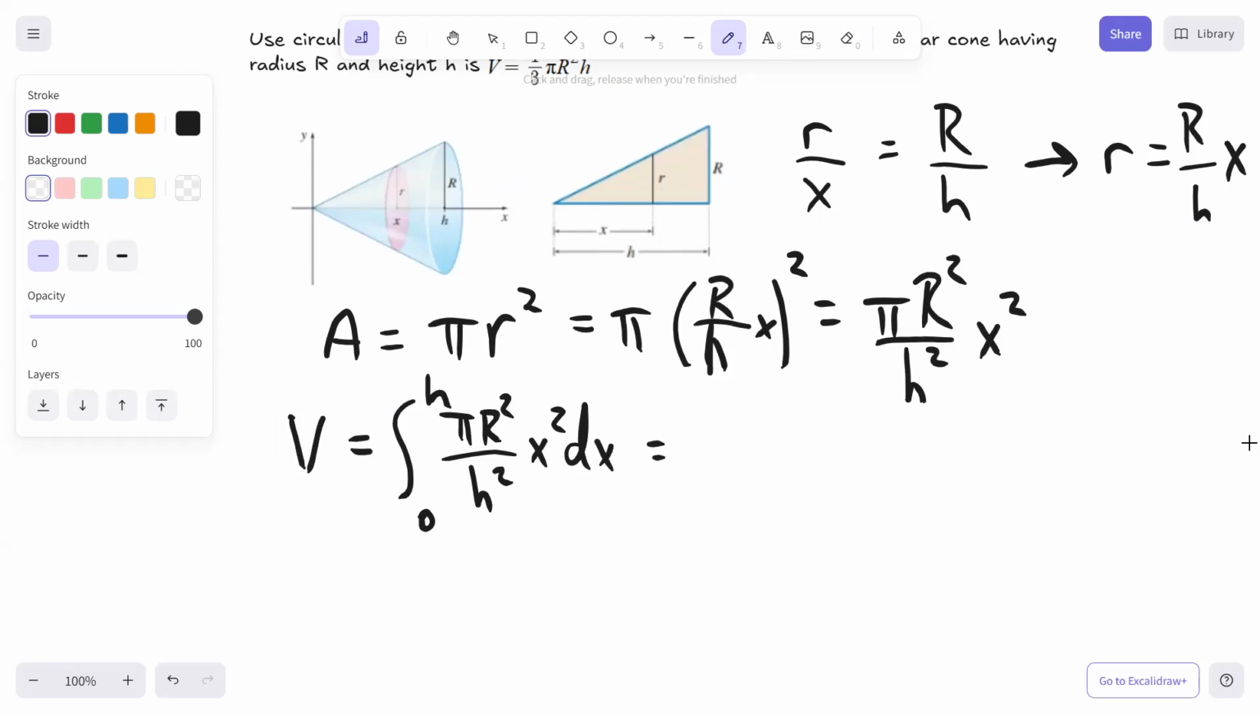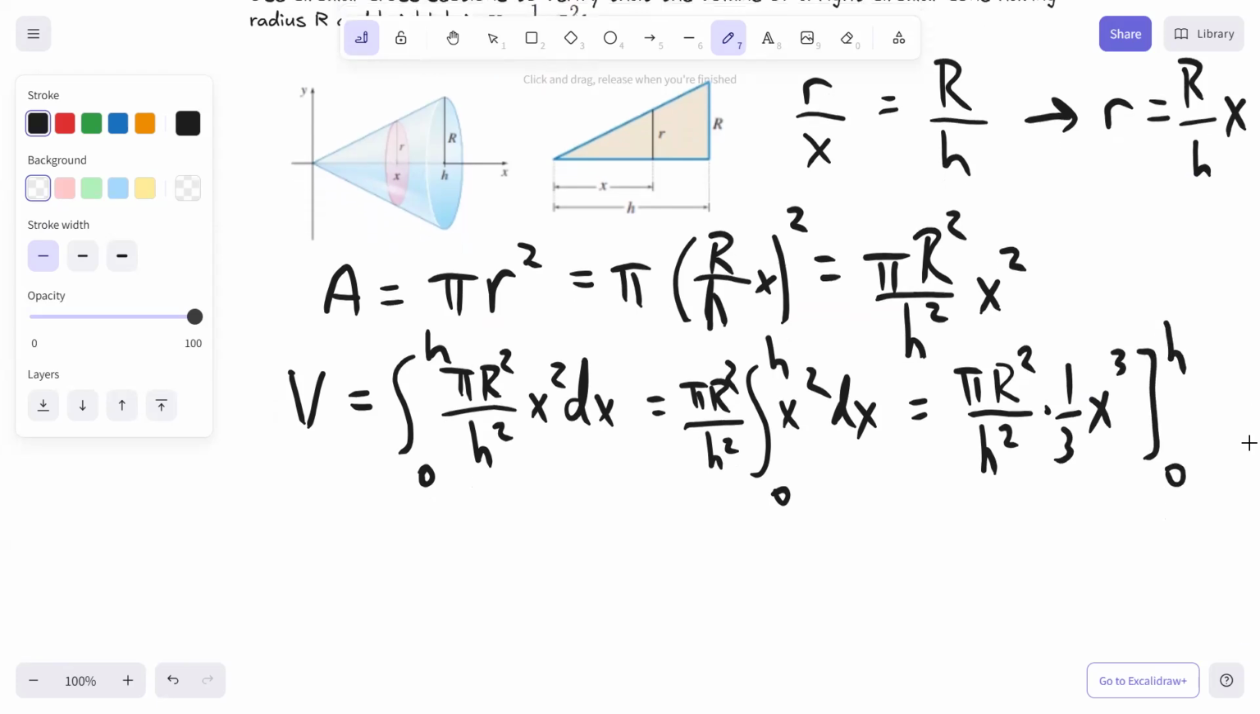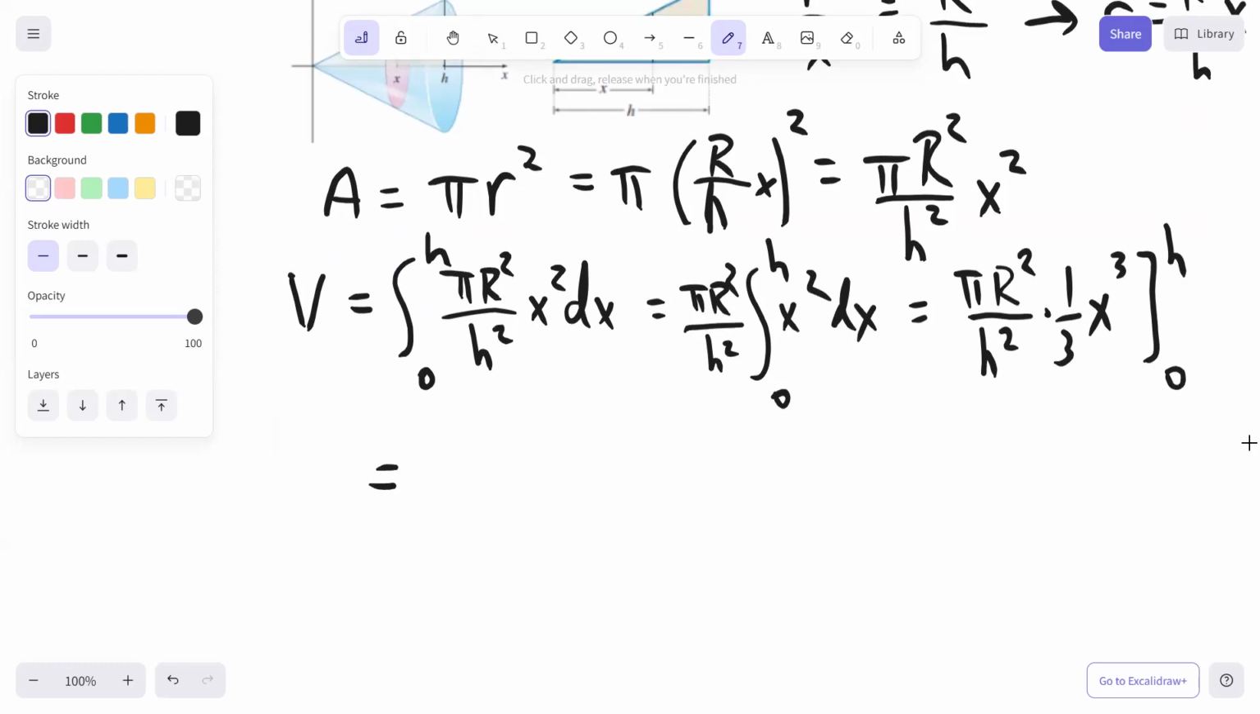So we could actually factor everything out except the x squared. So we have pi capital R squared over h squared times the integral dx, and we're integrating with respect to x. So you have pi R squared over h squared times 1/3 x cubed, the antiderivative of x squared. We're going to plug in 0 and h and then subtract. So if I factor all the constants out, I would have pi capital R squared over 3h squared times x cubed evaluated at h and 0.